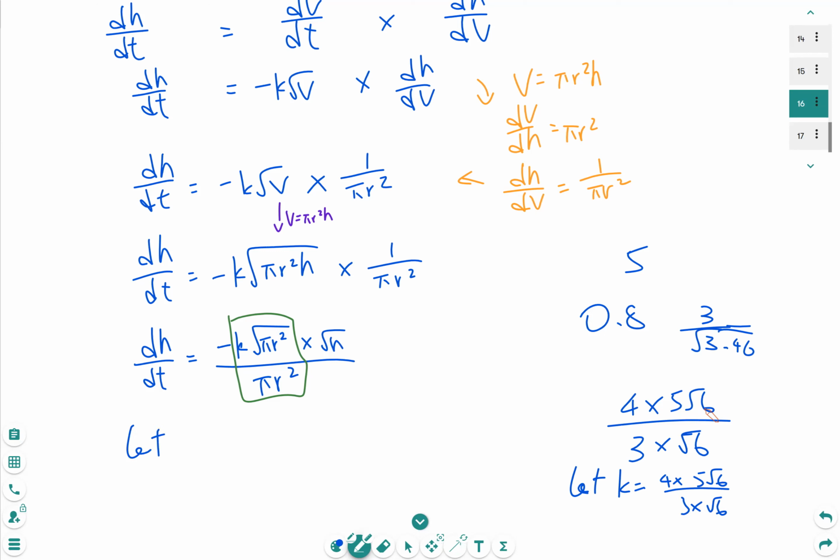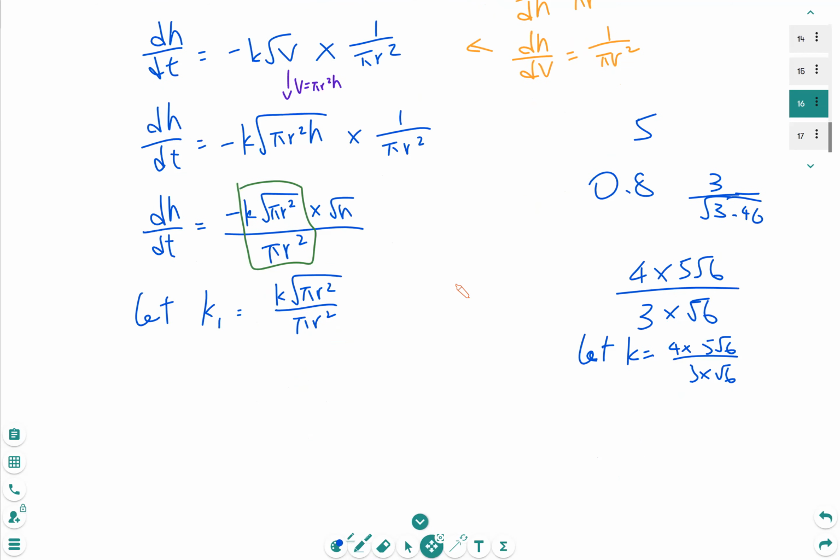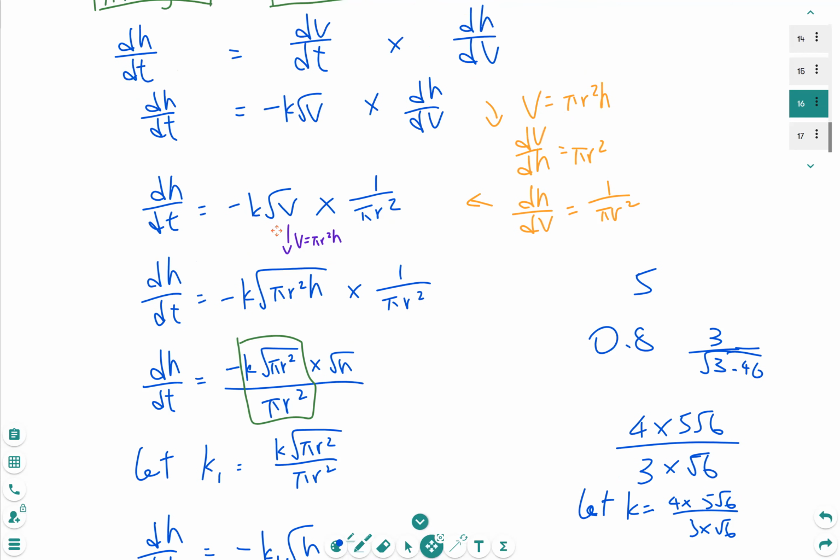I'm not going to use k, I'm going to use k1 because it's different. k1 equals k root pi r squared over pi r squared. And yeah, if I let this happen, then I can say dH by dt equals negative k1 root H, which is what the question needs. The question just wants a constant in the front times root H, and that's what we've done.